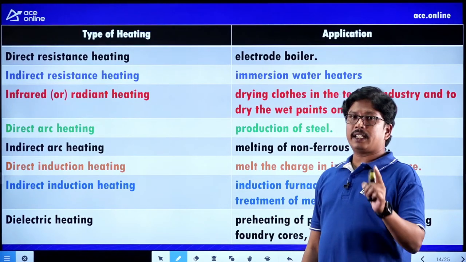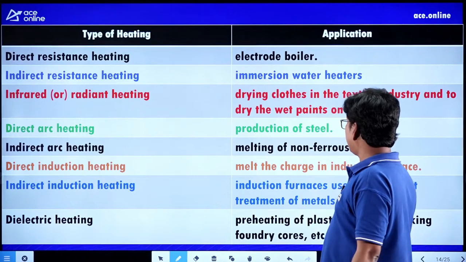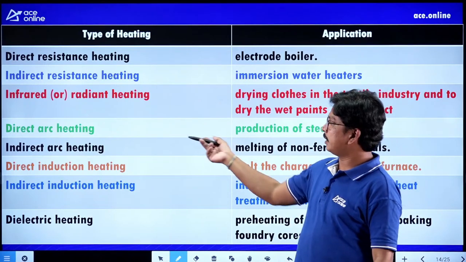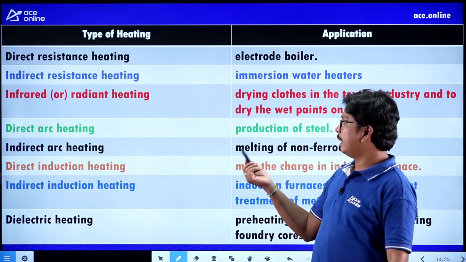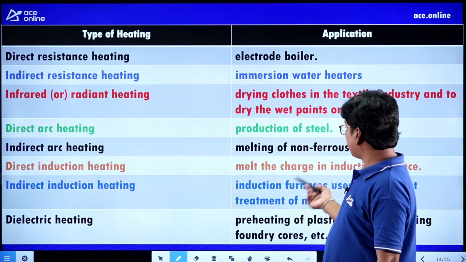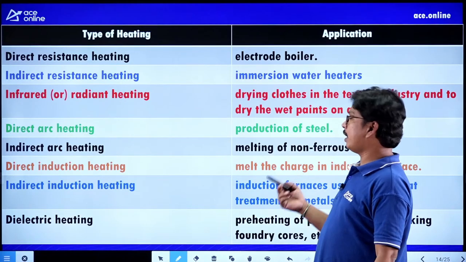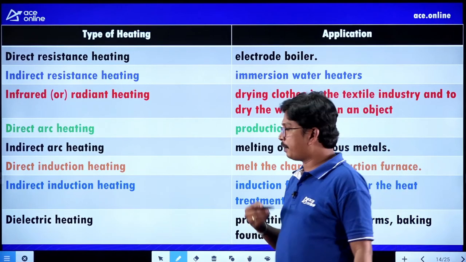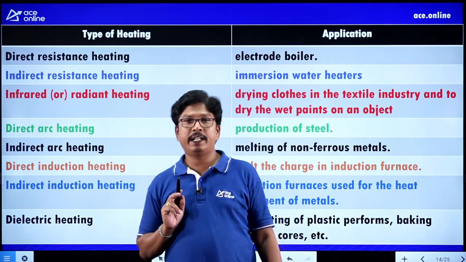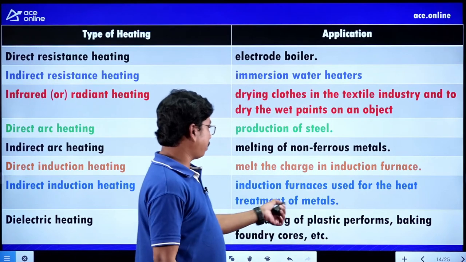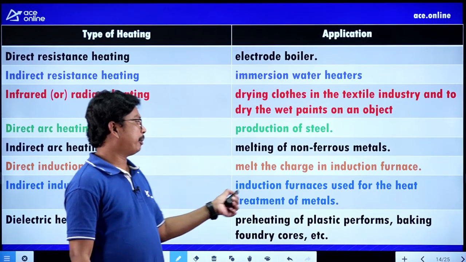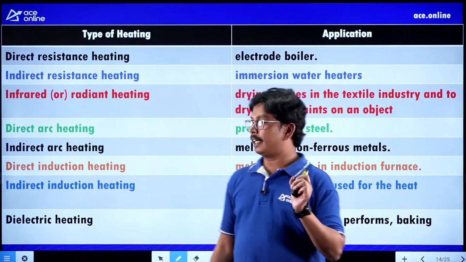And direct induction heating is used to melt the charge in induction furnaces. And indirect induction heating is used in induction furnaces for the heat treatment of metals. In case of heat treatment of metals, it is one of the most important bits, so try to remember: indirect induction heating. It was a previous question: which of the following heating is preferred for heat treatment of metals? That is indirect induction heating.